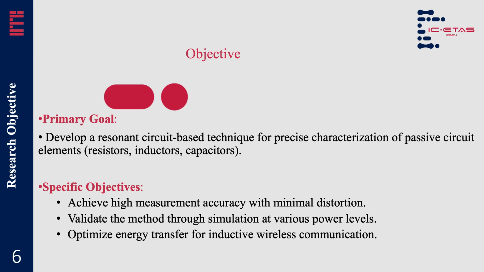Now let's quickly take a look at the objectives. We already know where the problems are, and these are the aims that we put in place in order to solve them. The first one was to develop a resonance circuit-based technique. Remember, the whole objective is to develop a resonance circuit-based technique for what? For characterizing passive circuit elements such as resistors, capacitors, and inductors. So the big objective was to develop a resonance circuit that finds other applications for power and energy transfer across the board in the system.